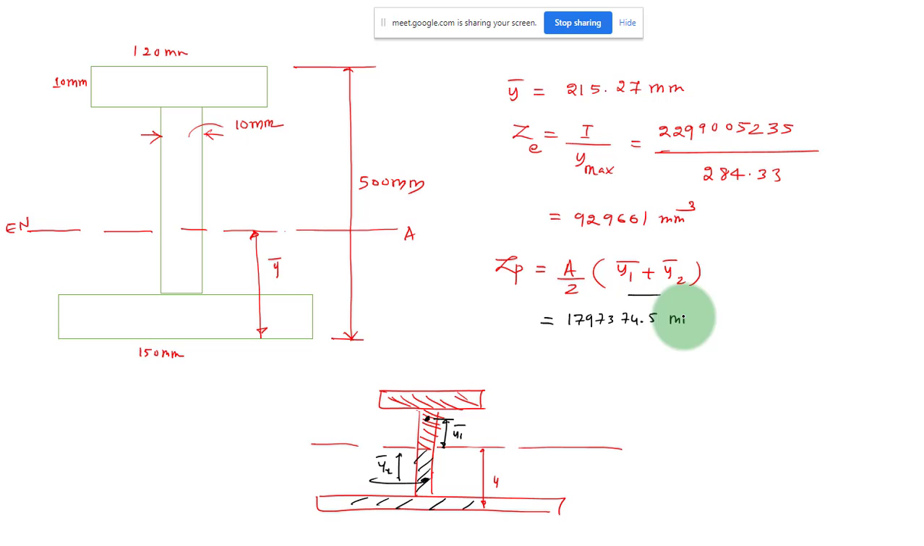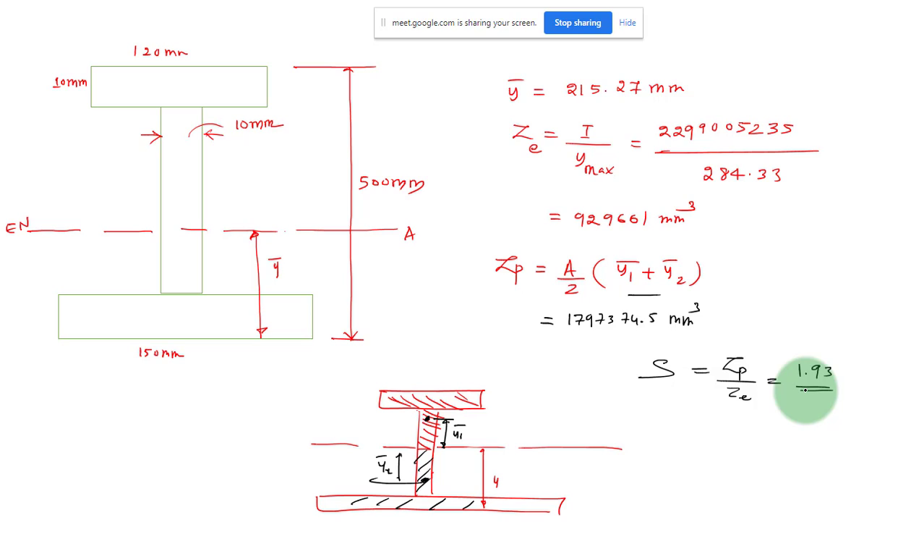And finally, you will get something like 179,737.45. Maybe you cross check. And finally, your shape factor, the ratio Zp by Zd, is going to come 1 point something. I don't know, I got something around 1.93. We check it. Okay, this is the shape factor.